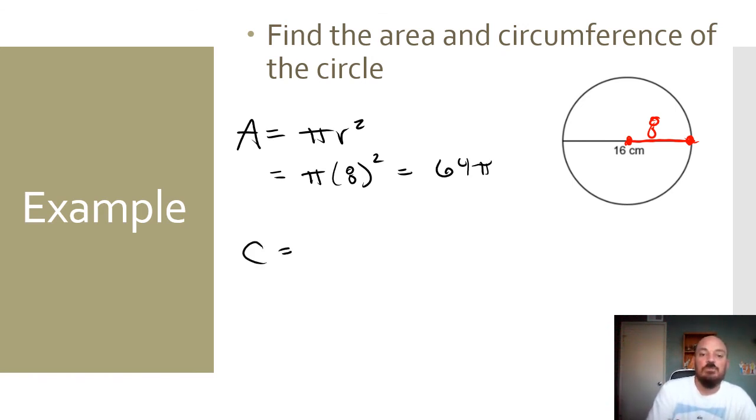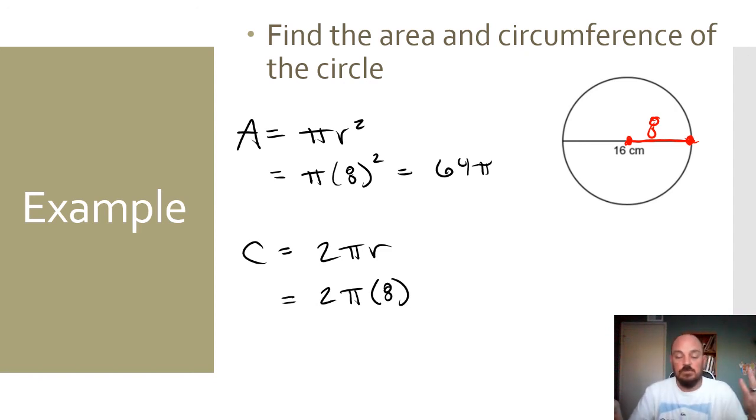Now for circumference, we have 2 pi r. So I'm going to do 2 pi times r, and we're using 8 for radius for both of these. 2 times 8 is 16, so you basically get 16 pi. And again, you can leave it, or you can multiply it out. I think it comes out to close to 50, 49, something like that. But that's it. It's two very simple formulas to use: pi r squared or 2 pi r. Just know the radius and plug it in.